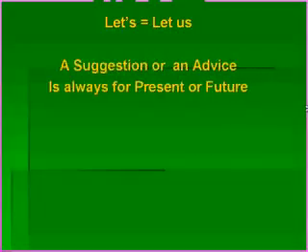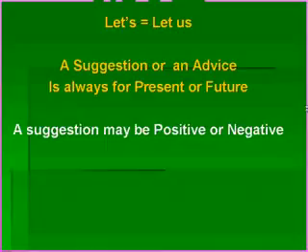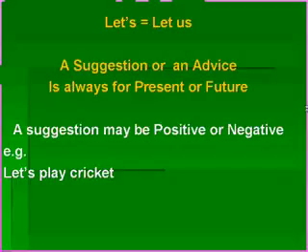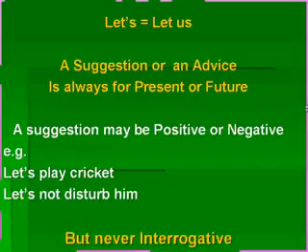Well, a suggestion or an advice is always for present or future. So whenever you suggest or advise something to someone, it is either for present or for future. Suggestion may never be for past. Remember that. Well, another thing is, a suggestion may be positive or negative. For example, let's play cricket. It's a positive suggestion. Negative, let's not disturb him. So this is a negative suggestion. Please remember that a suggestion or an advice is never in interrogative form, right?